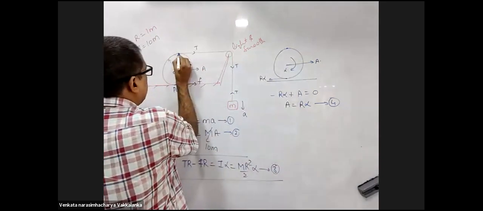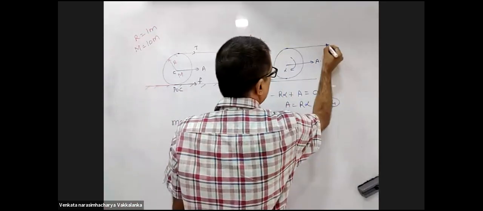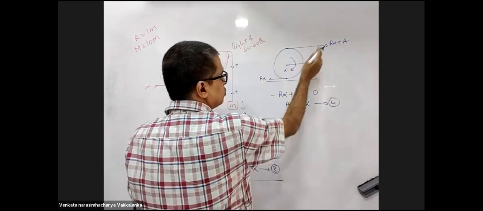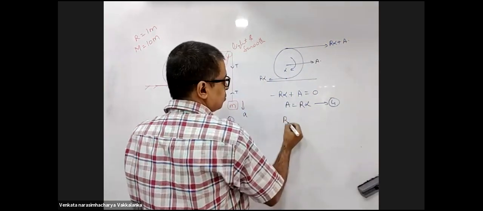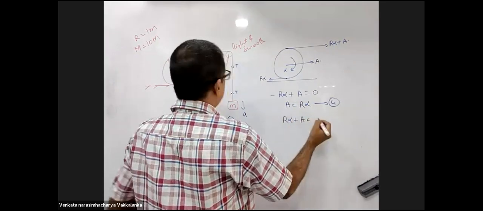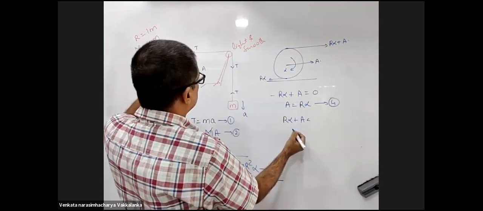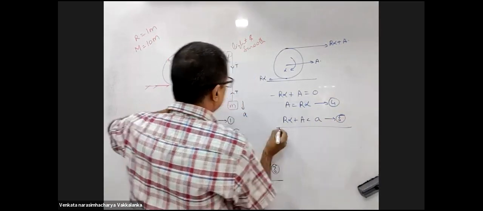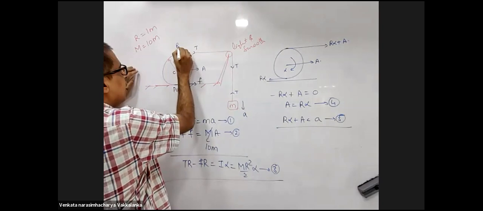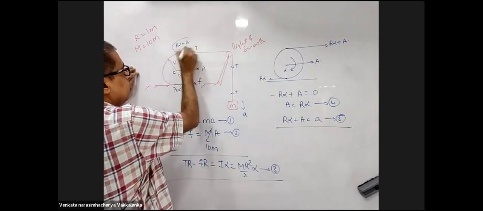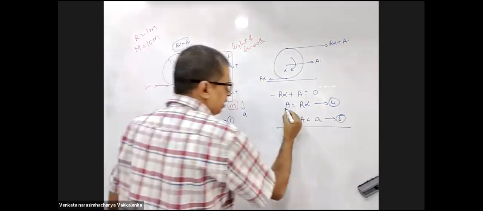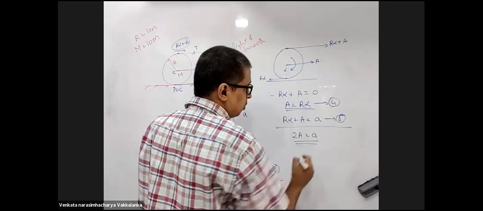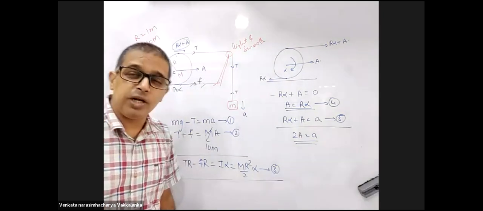Acceleration of this point will be R alpha plus A. With respect to center of mass it is R alpha. So R alpha plus A is the acceleration of the topmost point, which should be equal to small a. From here I will get small a equals 2 times capital A, something which I actually knew.